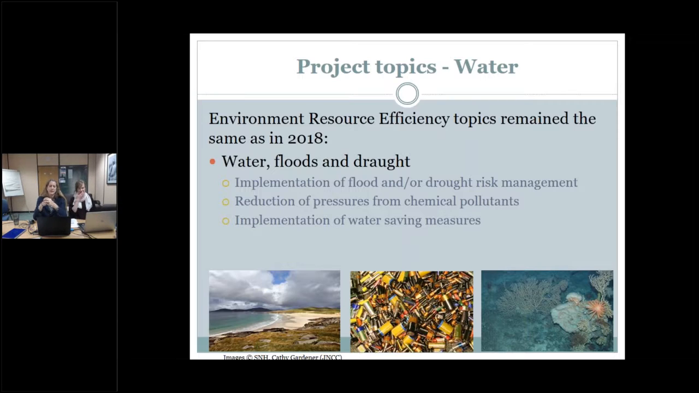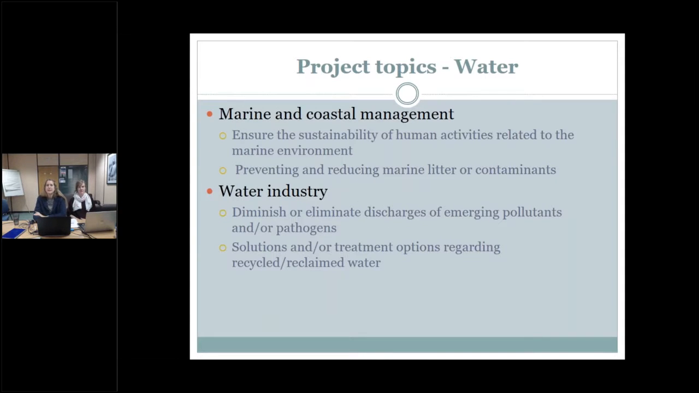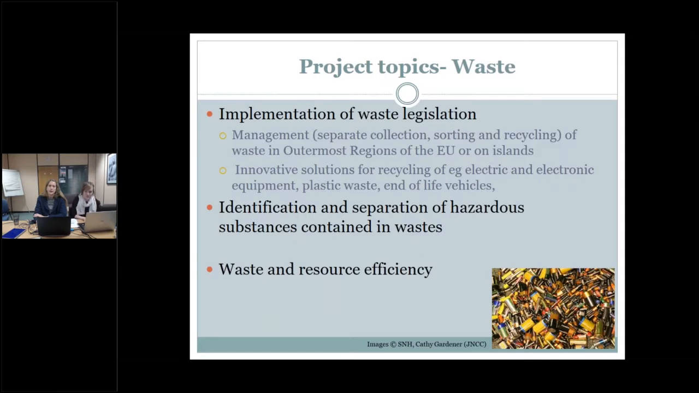So, for example, under the water heading, the Commission is encouraging projects that address flood and drought risk management, reducing pressures from chemical pollutants, and implementing water saving measures. Under the marine and coastal management heading, projects should focus on the sustainability of human activities and preventing marine litter. Marine litter is a big priority for the Commission. Project topics under the water industry heading include the elimination of discharges of emerging pollutants and or pathogens. And another project topic is the solution of and treatment options regarding recycled and reclaimed water.